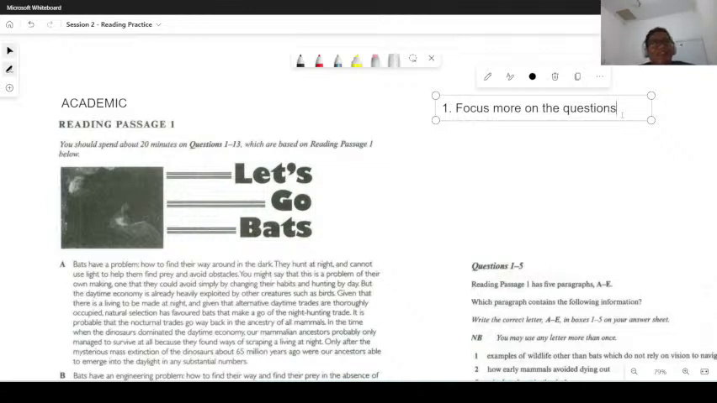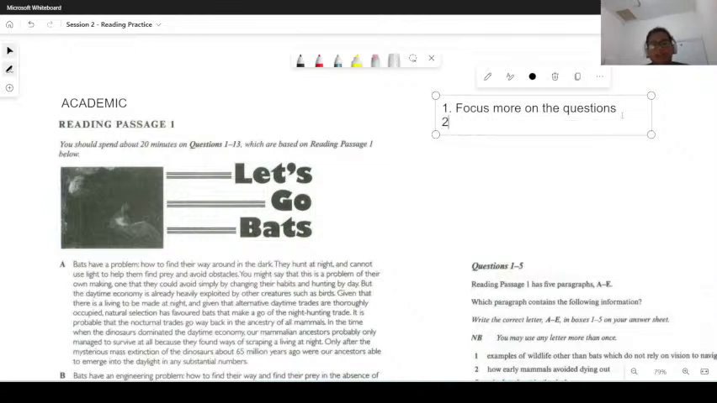Because don't forget, IELTS is an English language testing system. So the test is testing you on your English capability. It's not testing you on some science knowledge or your knowledge on magazines, etc. So the most essential thing in the reading section is your ability to answer those questions. That's it, full stop. So focus more on the question, and we'll get to the point where I show you what that means exactly.